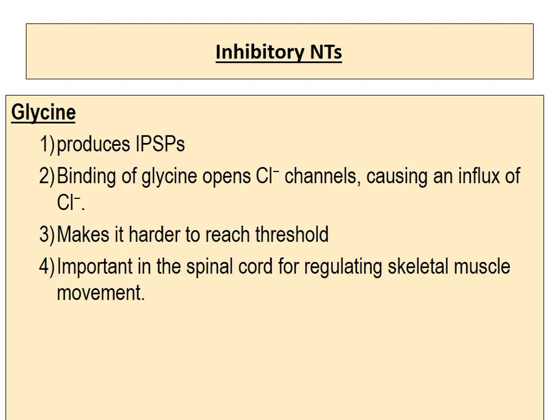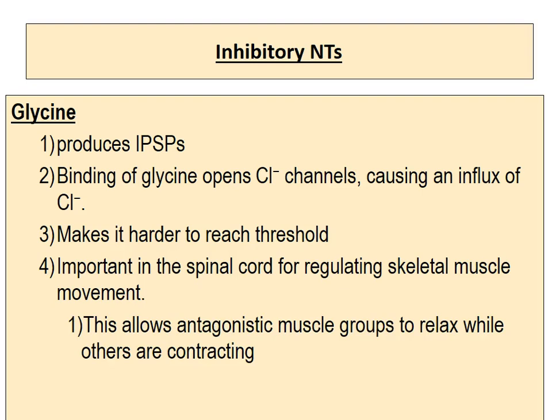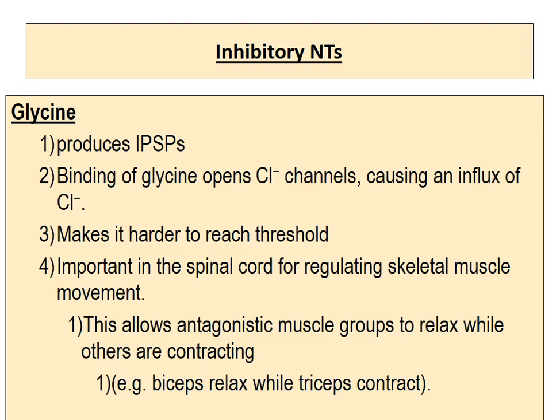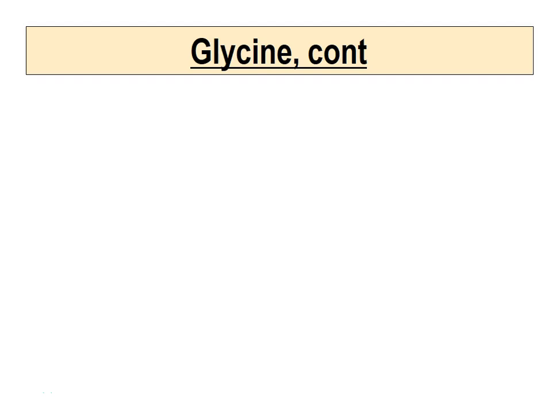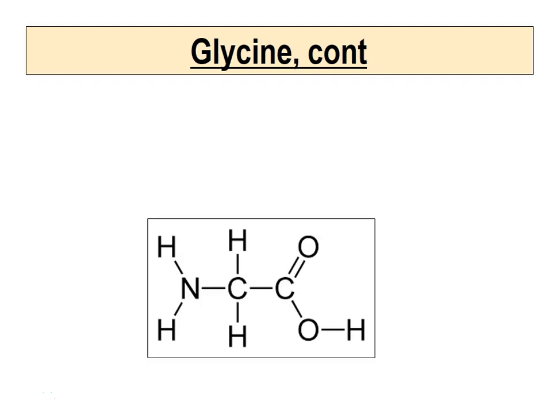So you have your antagonistic muscles. For example, if you are contracting your triceps, then the bicep muscle relaxes. Well, how does that happen? This neurotransmitter glycine, which prevents action potential, basically, it's inhibitory, will relax the bicep while the tricep muscle contracts. And glycine also has other effects.